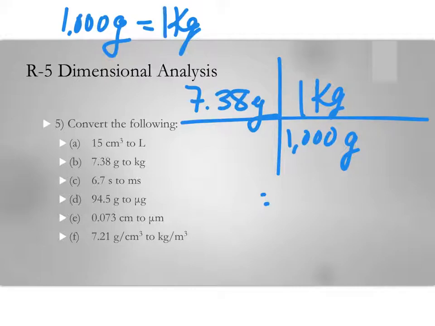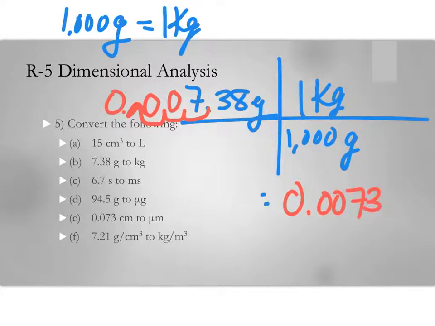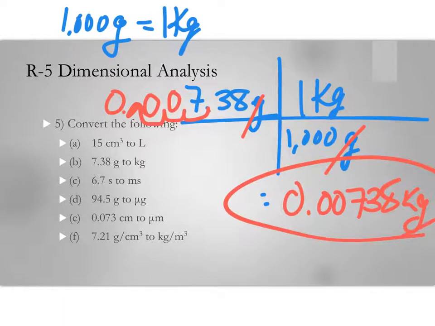Another way to look at these problems is to say I've got 7.38. Since I'm dividing it by 1,000, I need to move the decimal place 3 times. So that 1, 2, 3 gives us that number right there, 0.00738, and the grams cancel out, so we're left with kilograms. Or you could do it the way I did in the earlier problem.